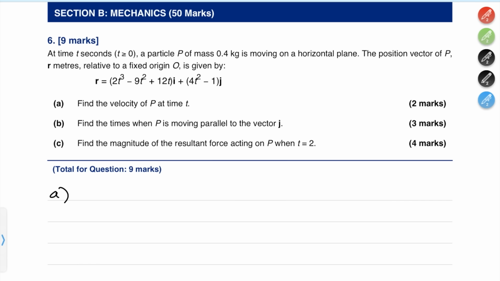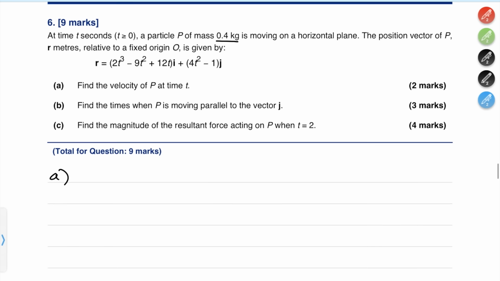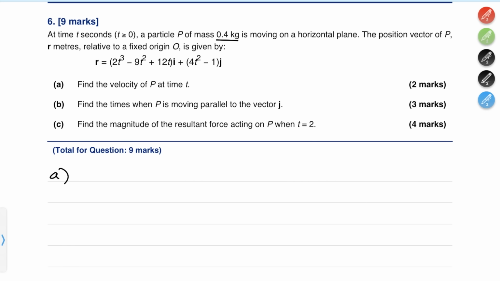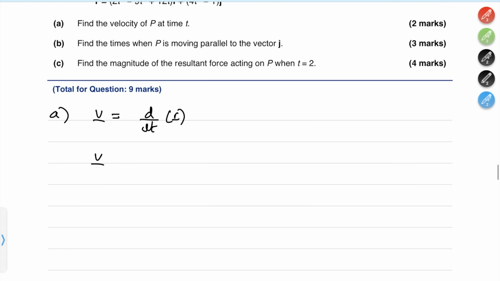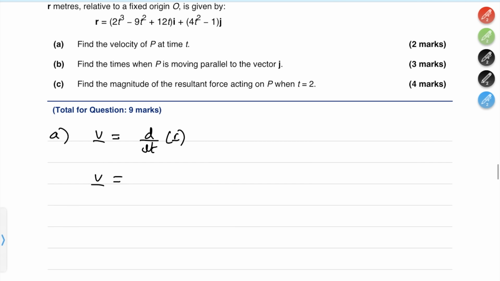So at time t seconds, a particle of mass 0.4 kg is moving on a horizontal plane, and we've been given the position vector. So find the velocity at time t. So we know that the velocity is the derivative of r with respect to t. So we can take the derivative of this, because that is going to be 6t squared minus 18t plus 12, and it will be 8t. So this is going to be the velocity at time t.